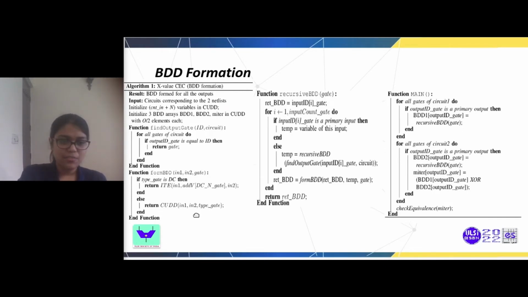This can be seen in the form BDD function, in which if the type of the gate is DC, then we use the ITE construct in which the enable, which is the input 1, if it is 1, then the output is an additional variable, and the particular additional variable which is used depends on the DC count. The recursive BDD function is used to construct the BDDs recursively, starting from the primary output and going towards the primary input.